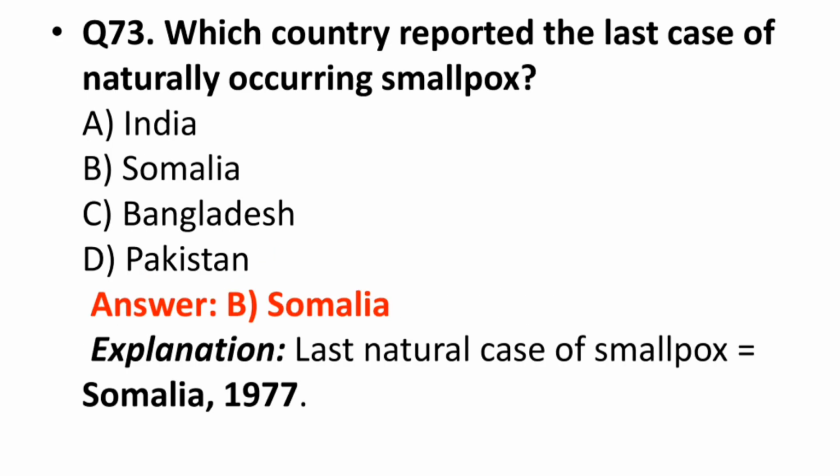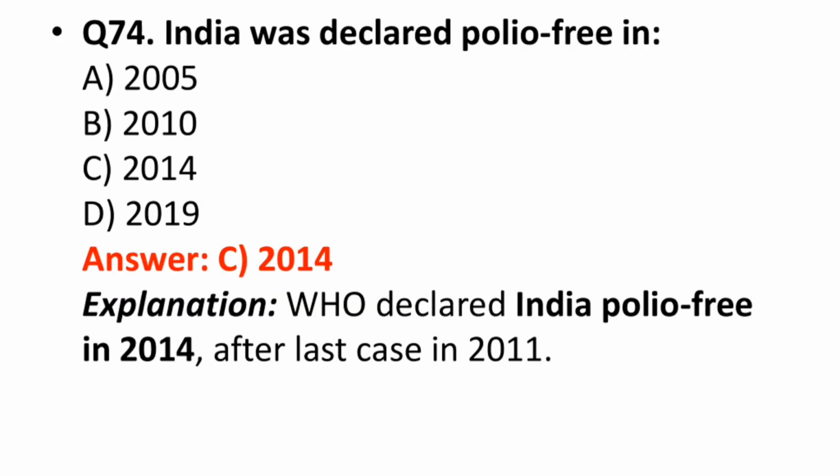Which country reported the last case of naturally occurring smallpox? Option A India, option B Somalia, option C Bangladesh, option D Pakistan. The correct answer is option B, Somalia. The last natural case of smallpox was reported in Somalia in 1977.